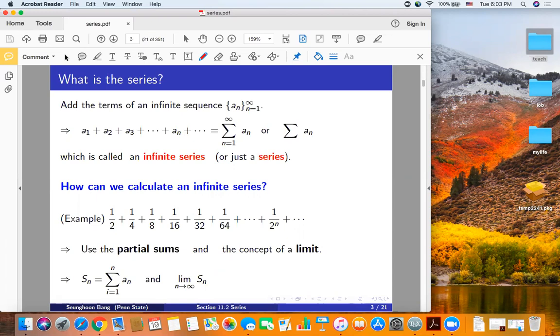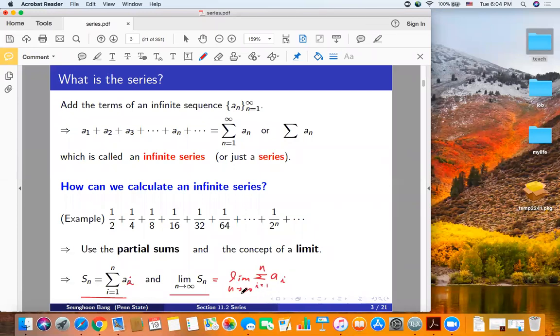I can write a little bit more. Here, first, you need to calculate the partial sum S_n. Next, take the limit. What is the exact meaning? It is the limit as n approaches infinity of the summation i equal to 1 to n of a_i. This was my typo earlier: this is not a_n, this is a_i.